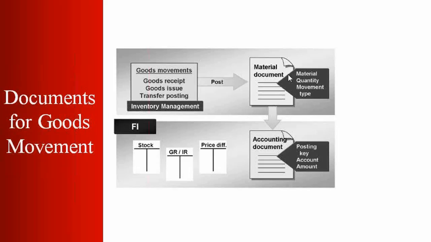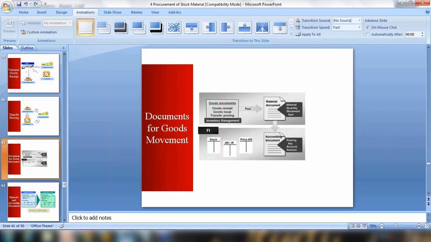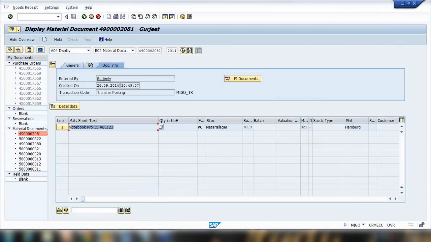You will see that it is created every time you do a transfer posting. Like I just did the transfer posting, right? I did the transfer posting and the system created this document. Again, why is this document needed? Because this is a proof that 50 pieces of this material were transferred on this date and by this person. So it's just a record.